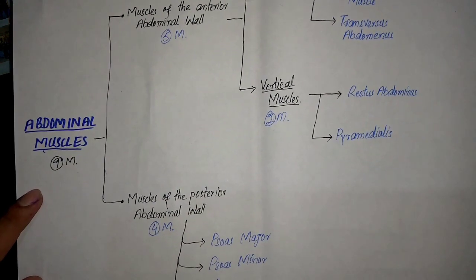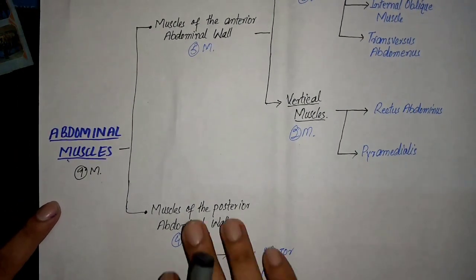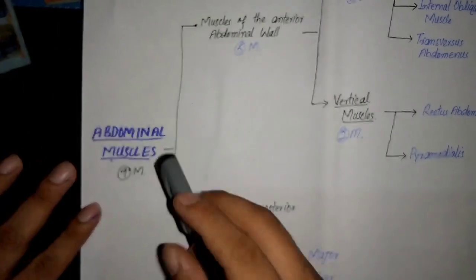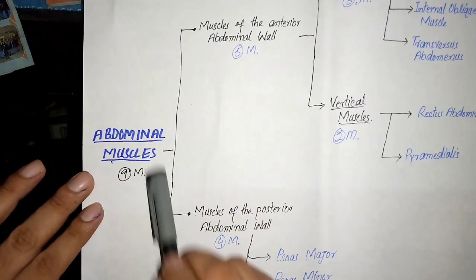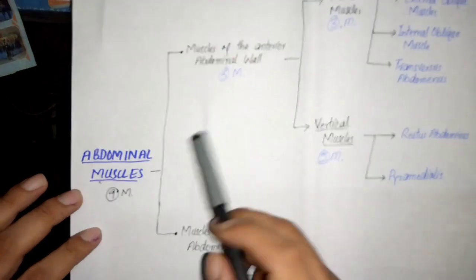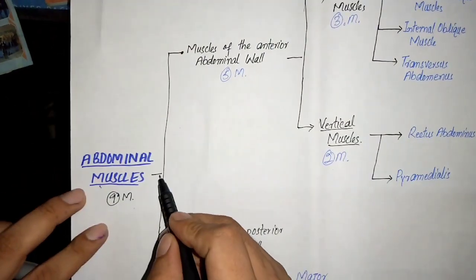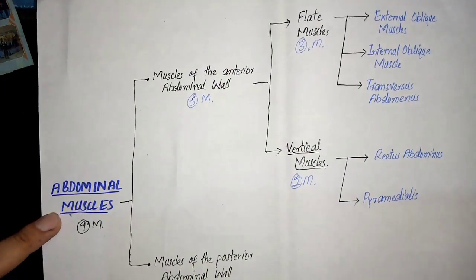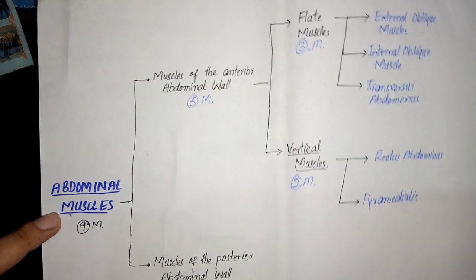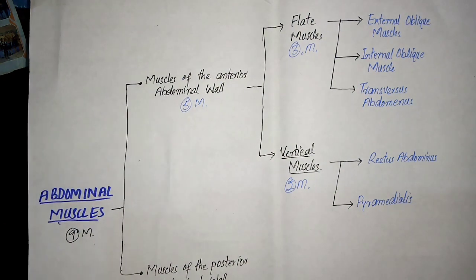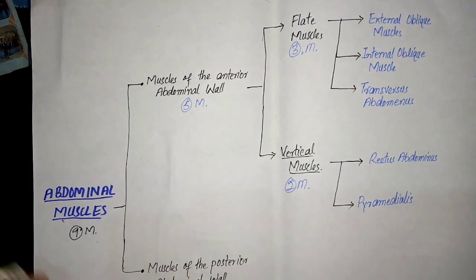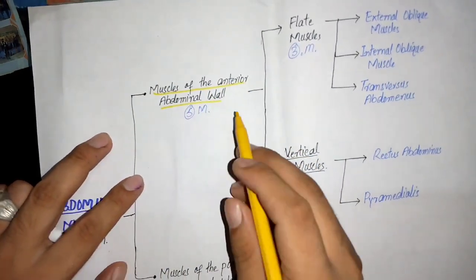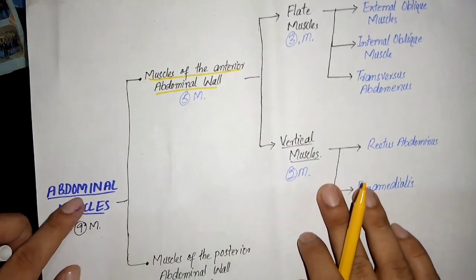This is the second video about the abdominal muscles. In the first video we just studied the naming of the abdominal muscles. We discussed that there are only 9 muscles in the abdomen, which we divided into two categories, and we discussed those in the first video. If you haven't watched the first video, be sure to watch that first, and then it will be easy for you to memorize and understand this video, right?